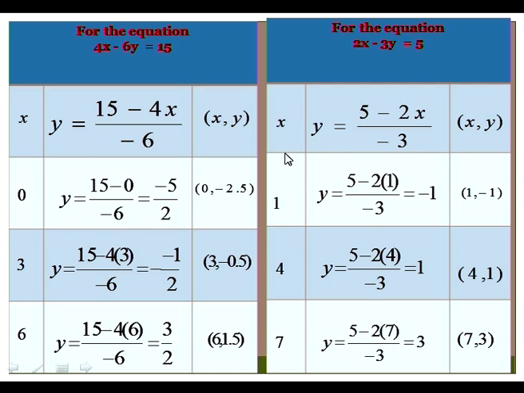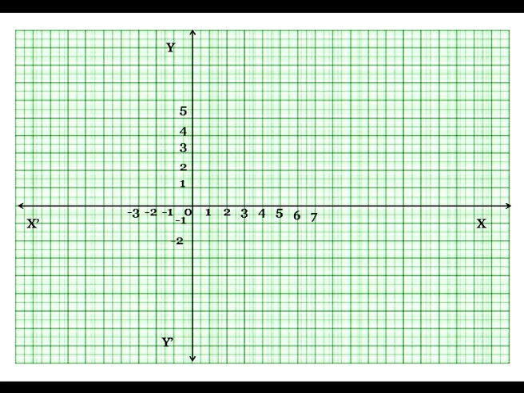Now, let us try to represent these values on the graph. Let us draw the x axis, y axis, x dash, y dash and the origin and the subsequent markings. Then when we start plotting the points, we observe that the two lines 2x - 3y = 5 and 4x - 6y = 15 do not seem to be intersecting at any point and they are parallel.